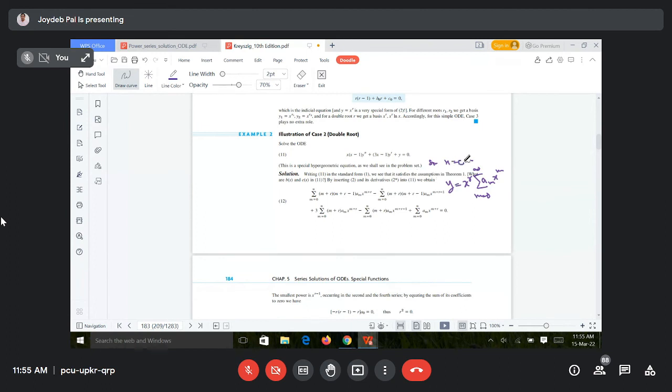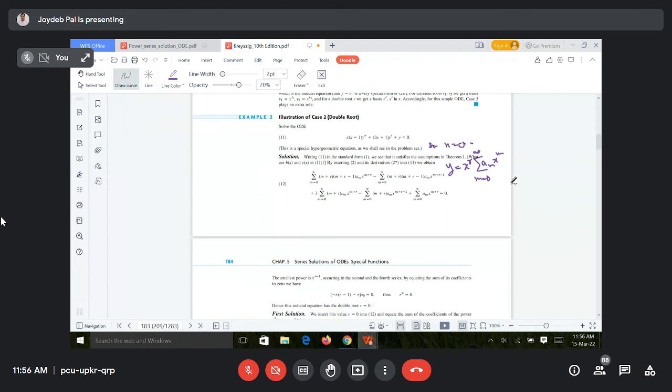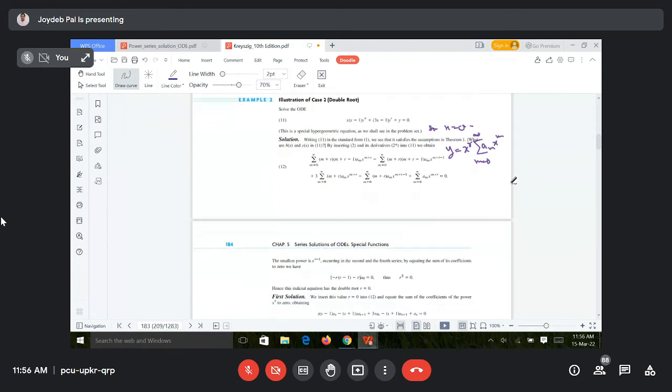Since x is equal to 0 is a regular singular point, we take y is equal to this as a power series solution. Means we can apply the Frobenius method. Now y dash and y double dash, all these we will have to find.